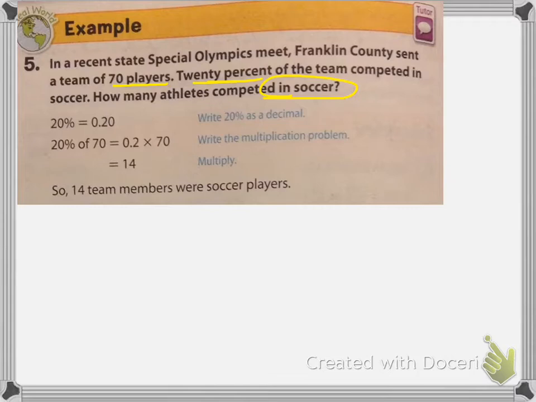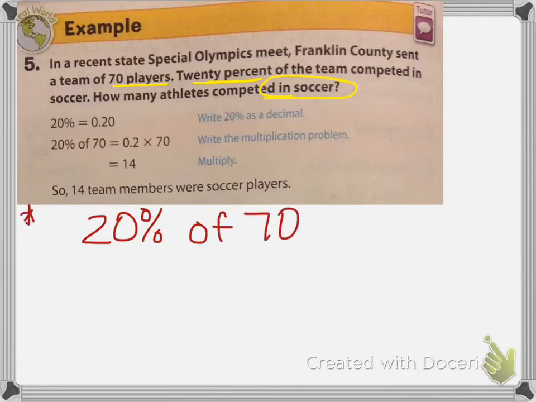So you have the 20%, so you're going to write the 20% as a decimal, and you get 0.20 or just 0.2. So because this is a word problem, the first thing that you actually need to do is write the 20% of 70. So that's the very first piece of your answer. If this was a test, you would have 2 lines. One line would be the problem, and the next line would be the answer.